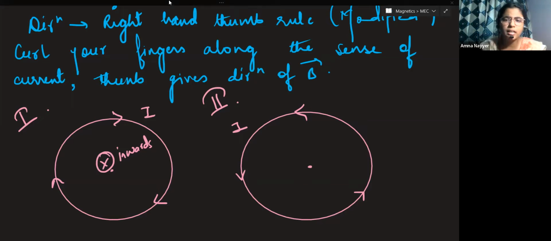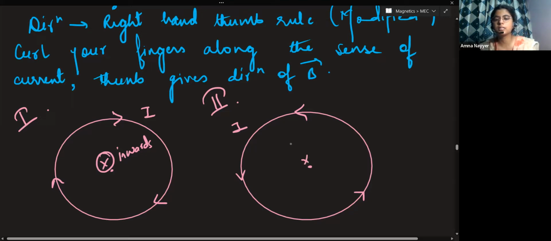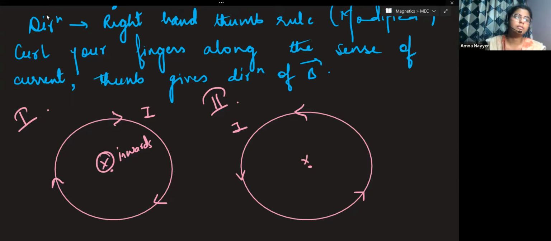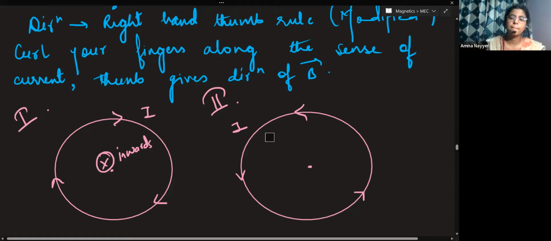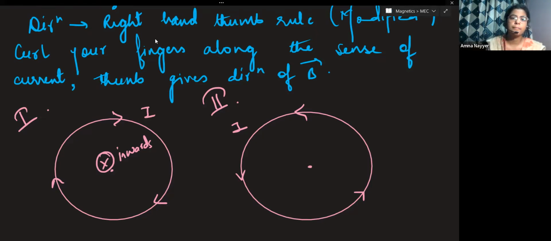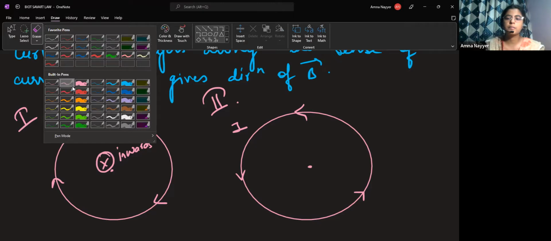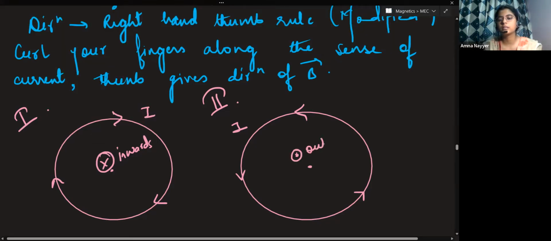Okay, Kulsum, yes, you said upwards because there wasn't any such answer. No, it was a typing error. Fine. Outwards is the answer. So this becomes outwards. Yeah, so this is valid for a circular coil.